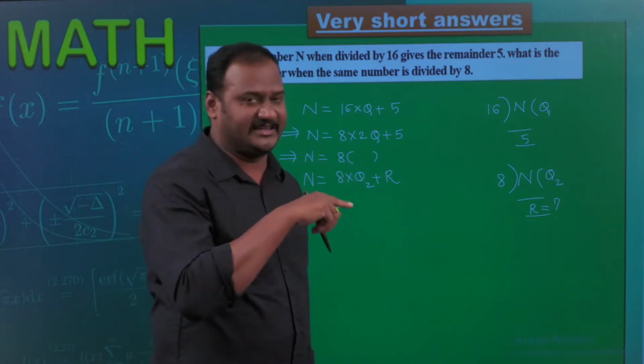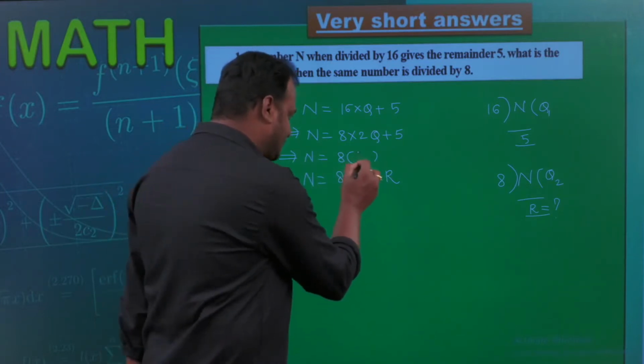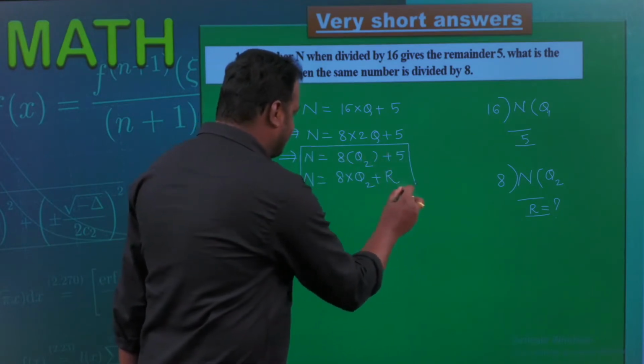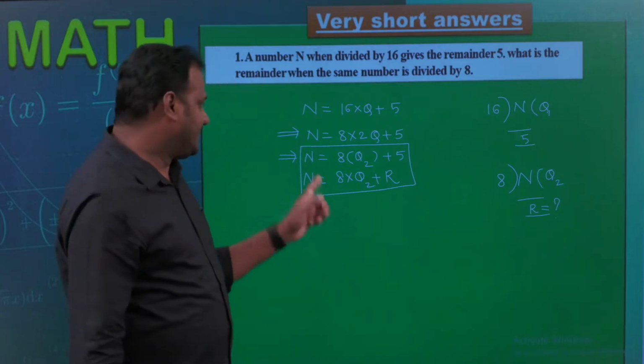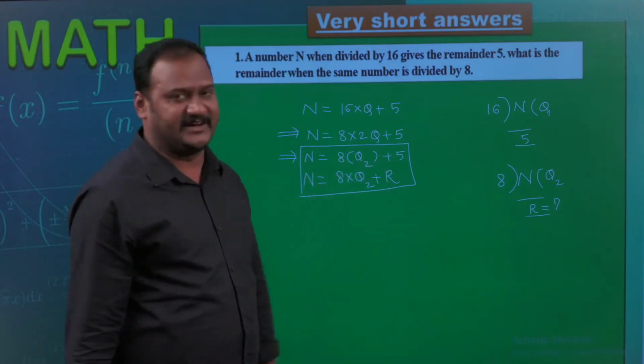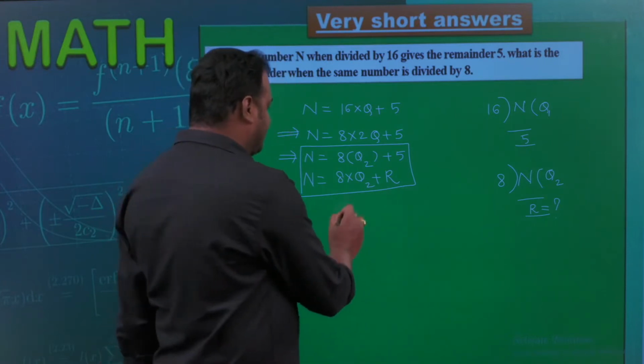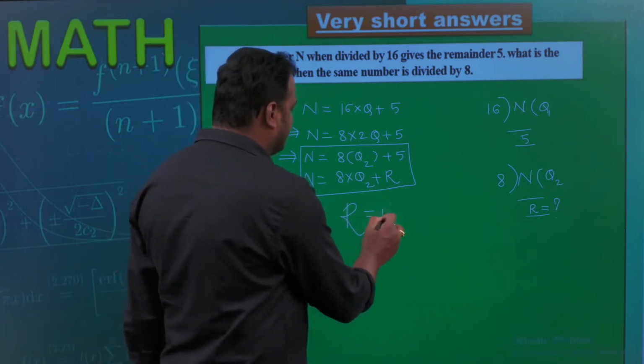Can I write that something as quotient? That quotient is Q2 plus 5. Now you see, your answer is there itself. N is equal to 8 into Q2 plus 5. N is equal to 8 into Q2 plus R. Then what is the value of the remainder R? Remainder R is going to be 5.